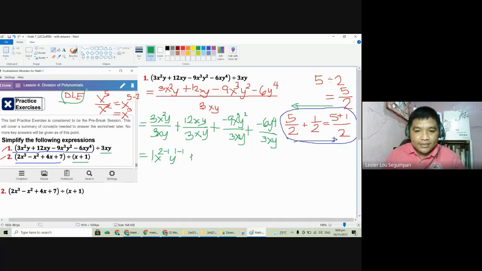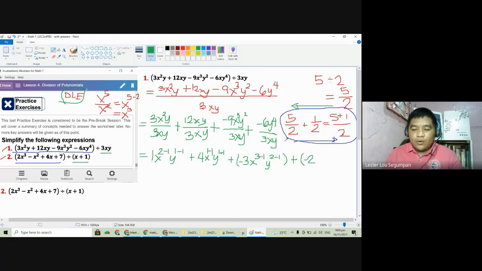Second term, plus 12 divided by 3 is 4. You have your x 1 minus 1, and then y 1 minus 1. And then plus again. Don't worry about the negative because we're going to have parentheses here. Negative 9 divided by 3 is negative 3. And then you have here x 3 minus 1, y 2 minus 1. And finally, for the last term, still parentheses, negative 6 divided by 3 is negative 2.